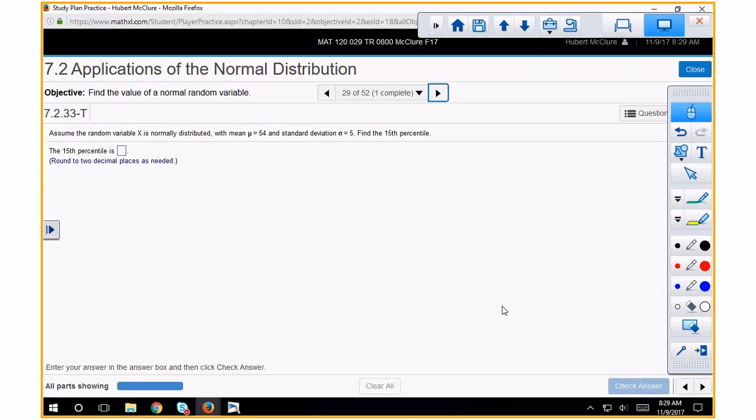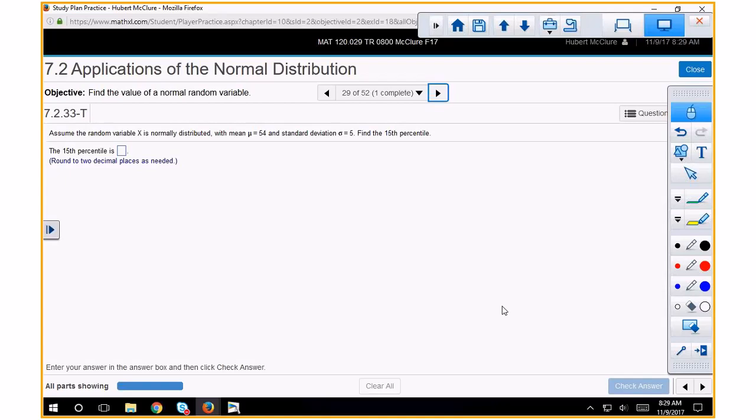Now the reason this one is different is, one, they don't give you the choice of a picture, but they also don't ask you for the area. Do they? Let's see. No. Find the 15th percentile. They're wanting a z-score and x. They're wanting x. So this one we haven't seen before, because you have to use zσ plus μ.